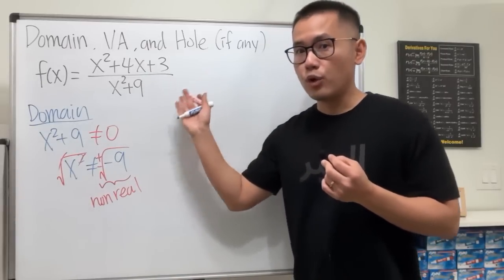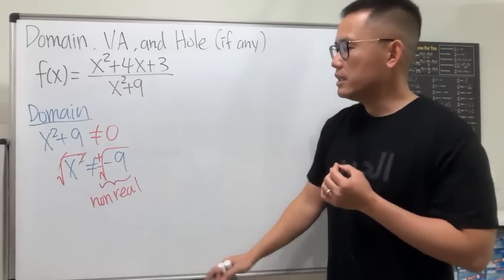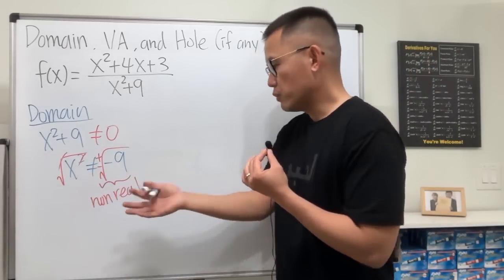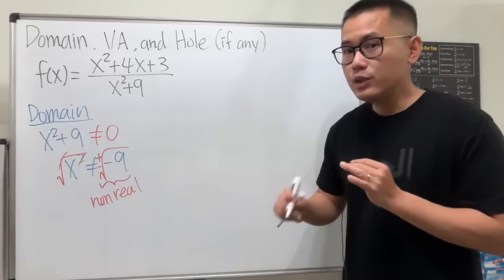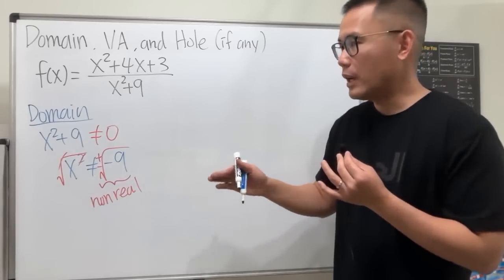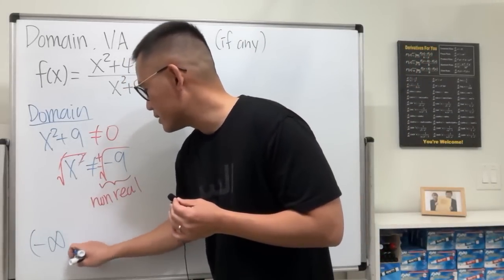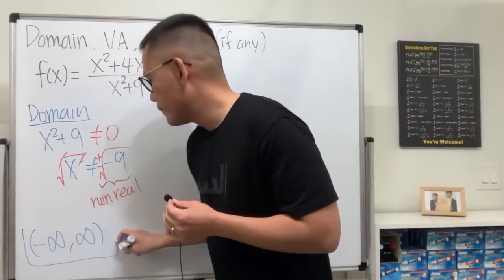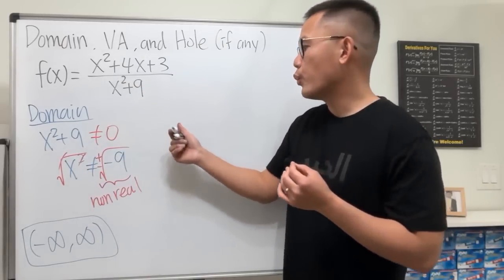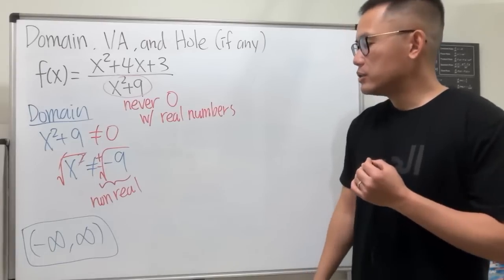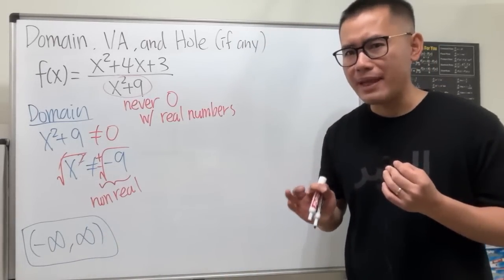If you're talking about the domain, usually we talk about the domain for real numbers only. Since this right here is not possible with real numbers, so the domain is what? There's no number that will ruin this. So the domain is just all real numbers. This means the denominator is never 0 with real numbers. So because the domain is -infinity to +infinity, we don't have any bad numbers.